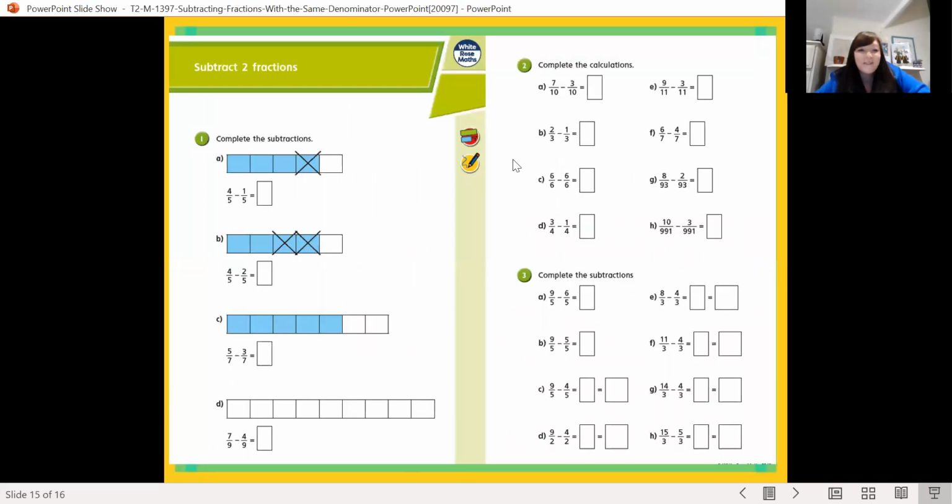Okay, so in your planning today, you should have these 2 sheets that are attached to your planning. So you can either pause this video and have a go on the screen, or you can print the sheets and have a go on the actual sheet. But that is it for today.